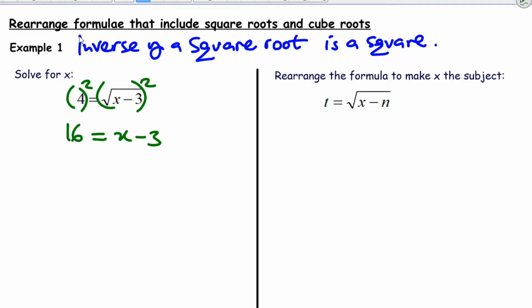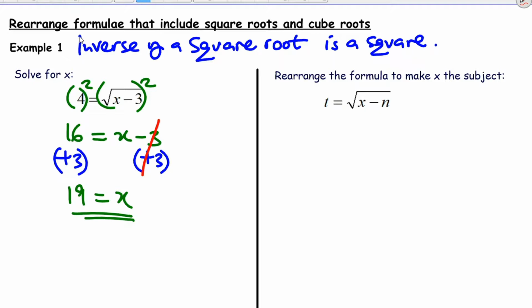And then our goal is to find x, which means we need to get rid of the minus 3. So we add 3 on each side. And what we shall end up with is 19 is equal to x. And that will be our solution. Why? Because negative 3 plus 3 is 0. So x is equal to 19.